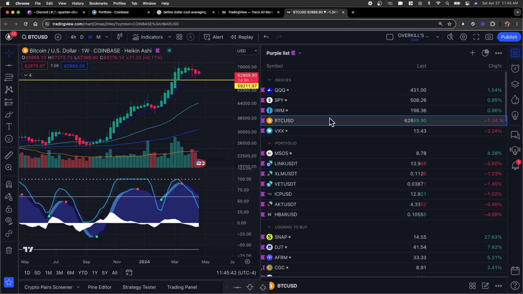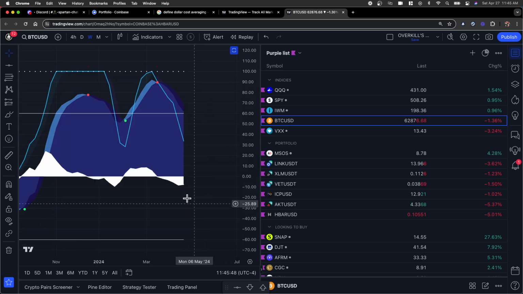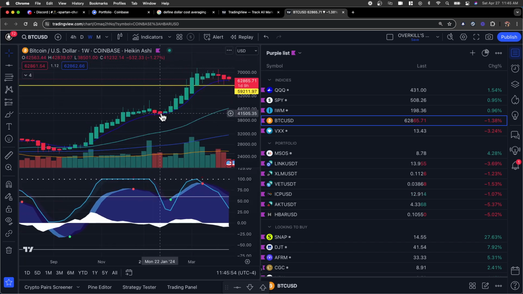Okay, Bitcoin leads the market. If Bitcoin's got a green dot, the markets are going to rip, and it's still red right now. But the stochastic is getting back to where we bounced last time here at 27. And again, the last time we bounced was right here on the 9 EMA.